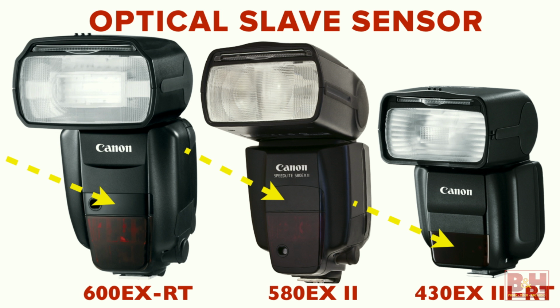Now, in terms of the slave sensor, this is really important for optical shooters. It doesn't matter for radio. But the black panel on the front of the Speedlite is the slave sensor. That's important to remember, because this is where the slave units, the off-camera units, are receiving their instructions. And if for whatever reason this face is pointed away from the master, it's not going to receive the instructions.